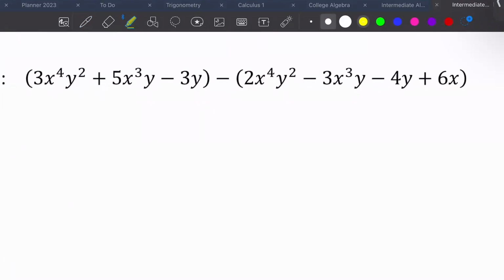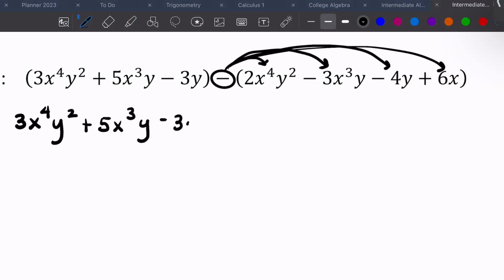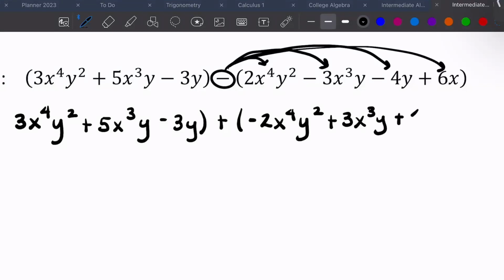This one's a long one. Okay, we have a negative here. So that means we need to distribute it. So we're going to change the sign of each one. Okay, so I'm going to rewrite this first line. We're going to change it to plus, and then we're going to go minus 2x to the fourth y squared plus 3x cubed y plus 4y minus 6x.